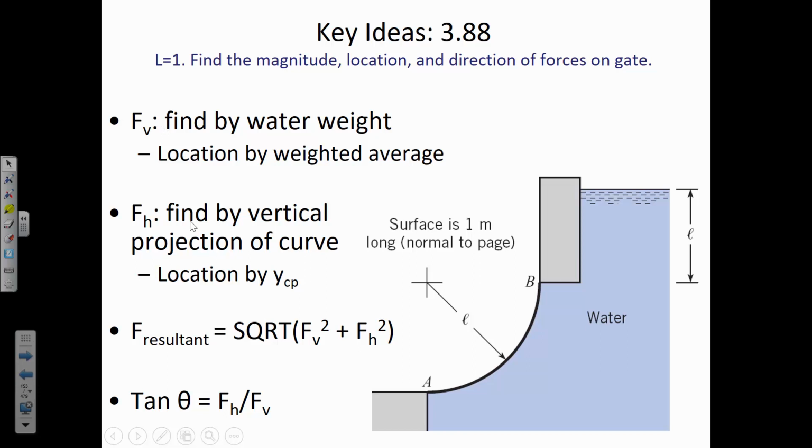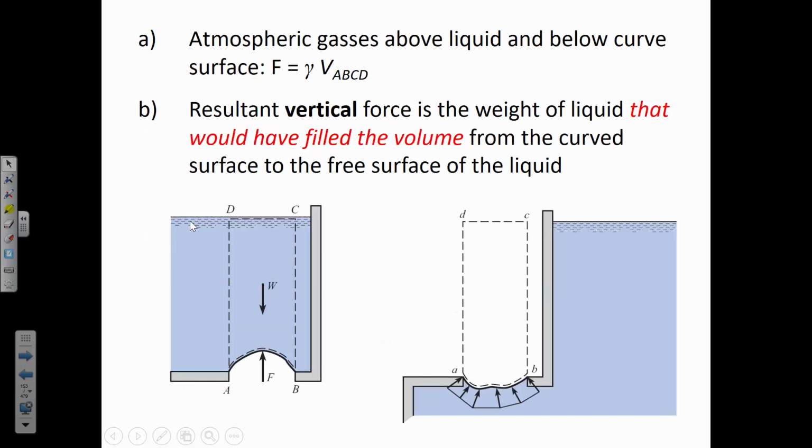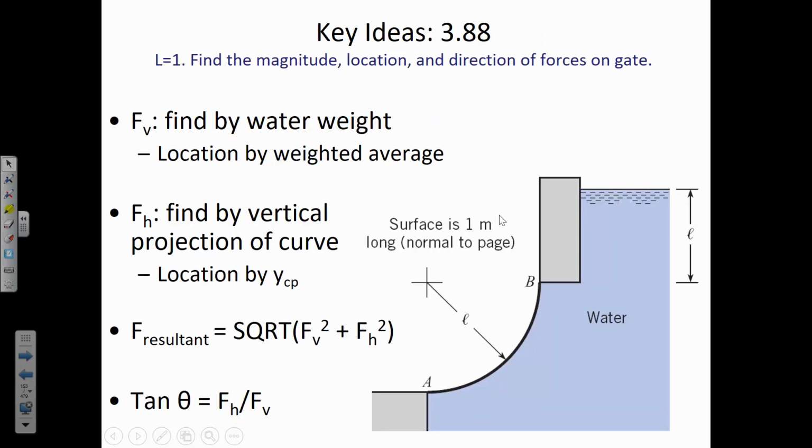But there isn't a weight of the water above the gate, but you can apply that idea that I just showed you on the previous slide of the weight of the water that would be above the gate. So here the vertical forces are going to be the water weight that would be above here if you extended A up to the water surface. And so there's going to be two shapes there, a rectangle and a quarter circle, that you have to find the volume of water above the gate.